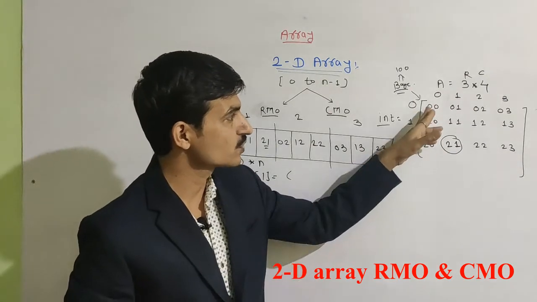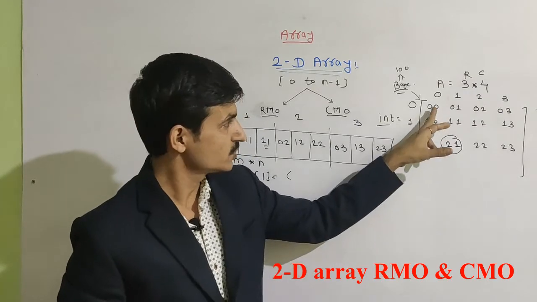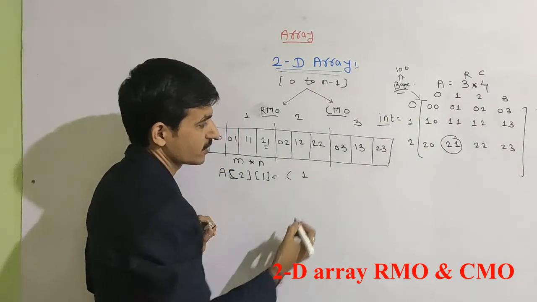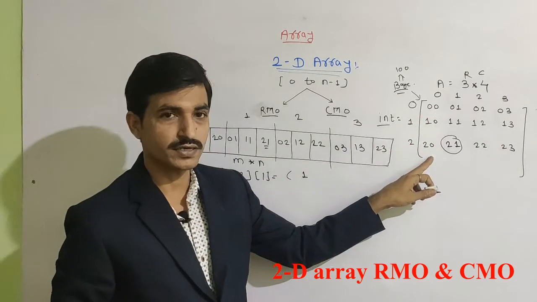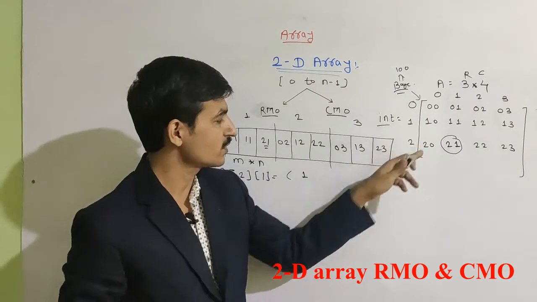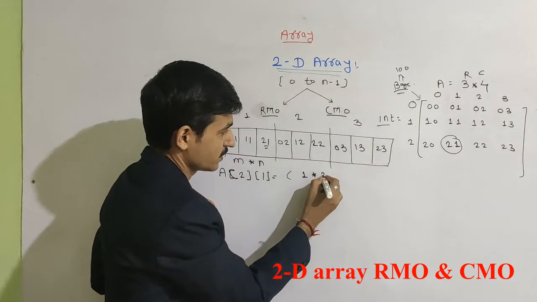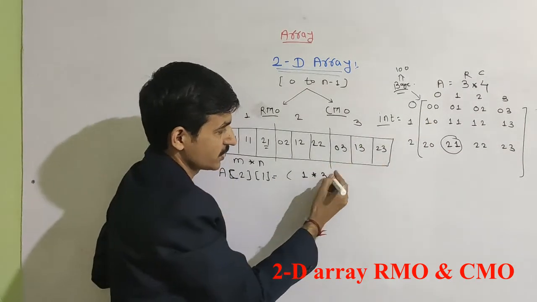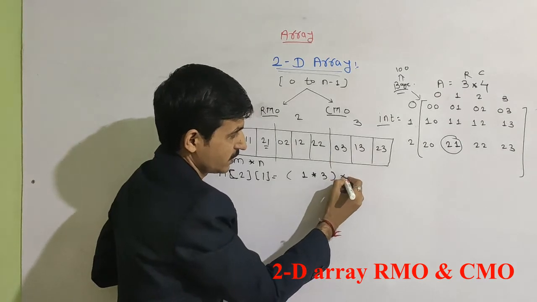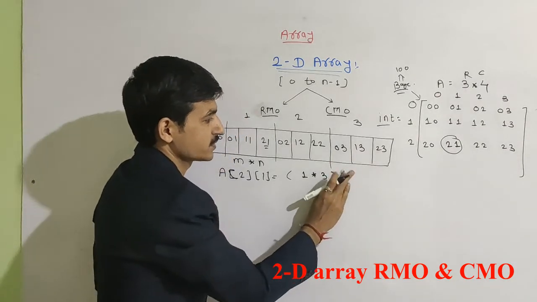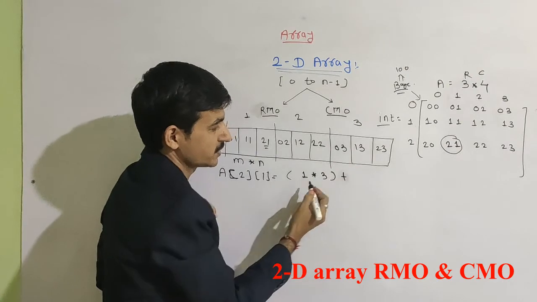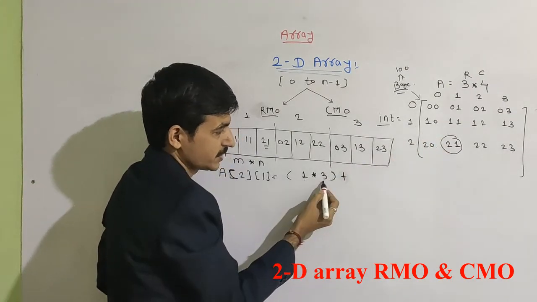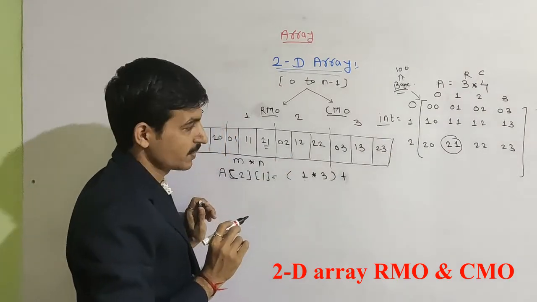How many columns should it cross to visit this element? One column has to be crossed. How many elements are in that column? 3 elements in that column. So 1 into 3: one column and 3 elements should be crossed. Plus, we have to add all these things. 1 into 3, one number of column, 3 number of elements to be crossed.